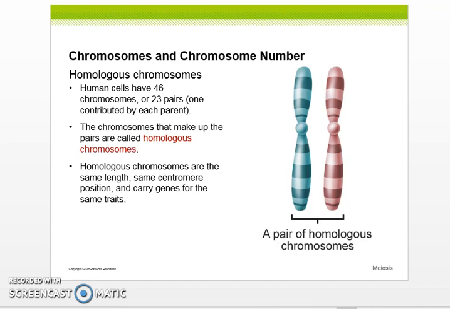Now, homologous chromosomes, homo, the same. That's what it means. It's a scientific word. Human cells have 46 chromosomes or 23 pairs. One contributed by each parent. That means you get 23 from mom and 23 from dad. The chromosomes that make up the pairs are called homologous chromosomes. That means they're the same length, the same centromere position, and carry genes for the exact same traits.